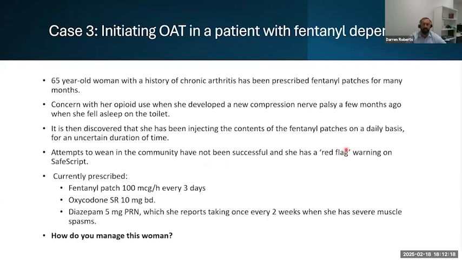In fact, when you log on to SafeScript, she's now got a red flag warning. Her current prescription is fentanyl patches, 100 micrograms per hour every 3 days, oxycodone sustained release, 10 milligrams BD, and some diazepam every now and again if she has muscle spasms. So how would you prescribe this in this circumstance?